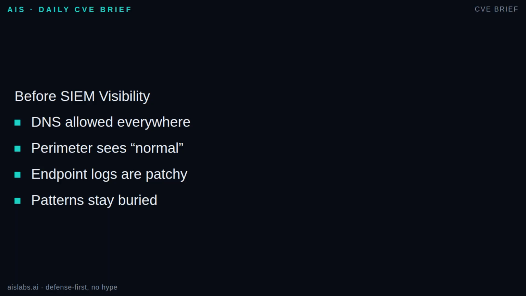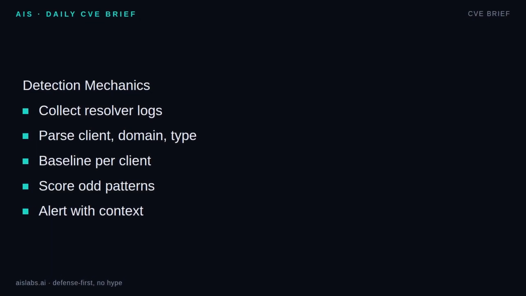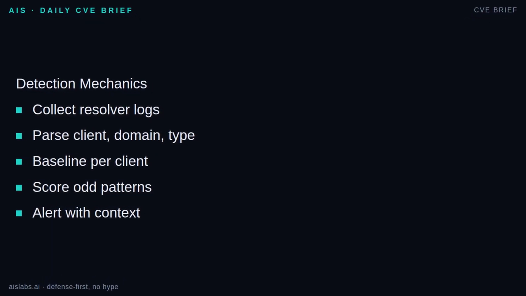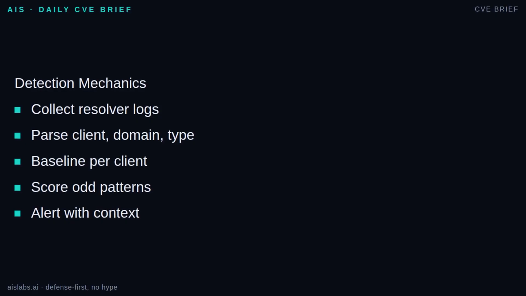The SIEM fixes the visibility problem. It centralizes resolver events, preserves history, enriches domains, and lets analysts ask pattern questions across thousands of clients at once. The mechanics are simple, but the details matter. First, log at the resolver, not the endpoint. The resolver gives the clean network truth: client IP, queried name, record type, response code, answer, and timestamp.